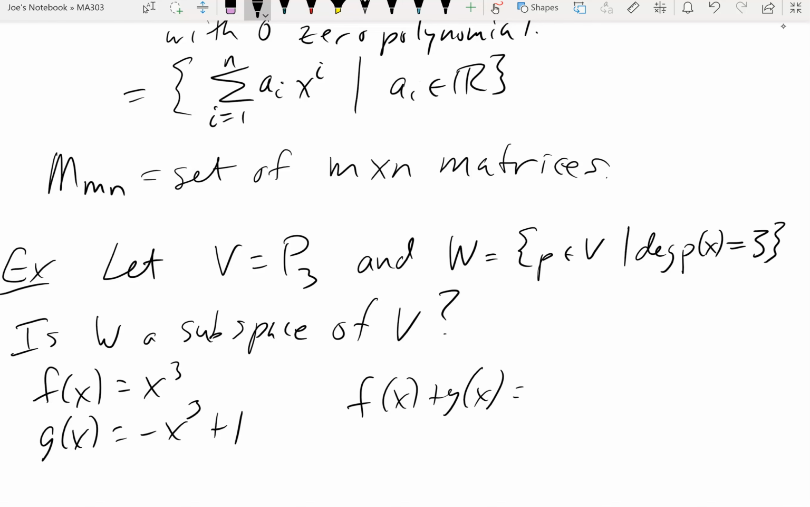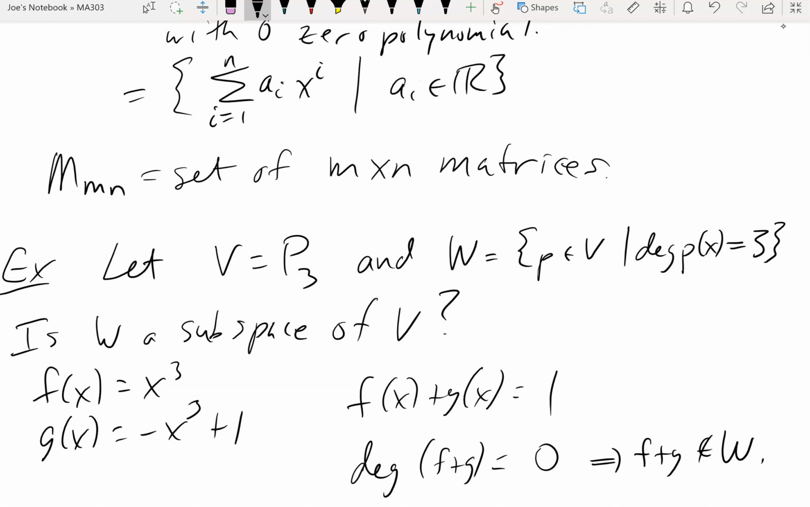Or I get 1, yes, I do. I thought I was going to have to subtract, but I would put the negative on there. So what's the degree of f plus g here? 0. So what does that tell you about f plus g? Is it in W? No. Right.